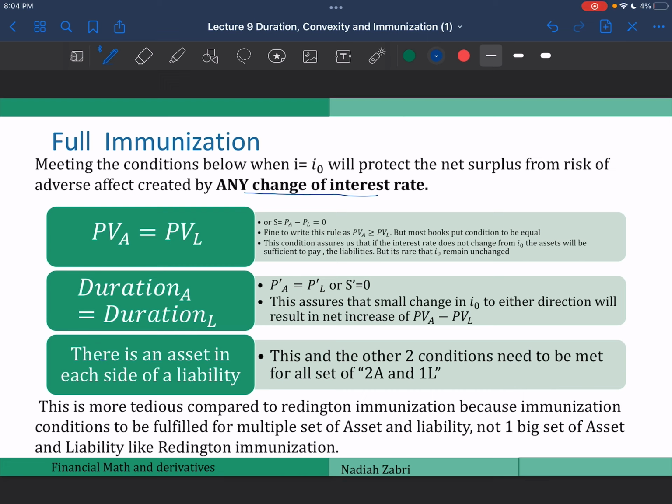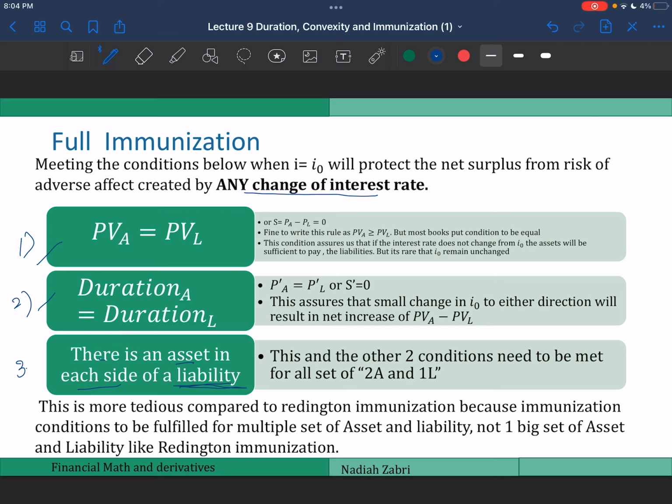Okay, I think we start with the third condition. The third condition says that for any single liability that is due, there will be an asset on each side of that liability. For this set of two assets and one liability, you have to meet the other two conditions, which are that the present value of the assets equals the present value of the liability, and the duration of the assets equals the duration of the liability. So these conditions have to be met for all sets of three.